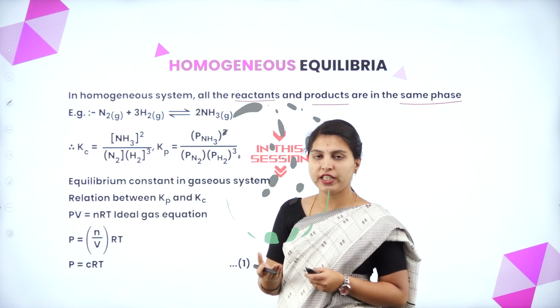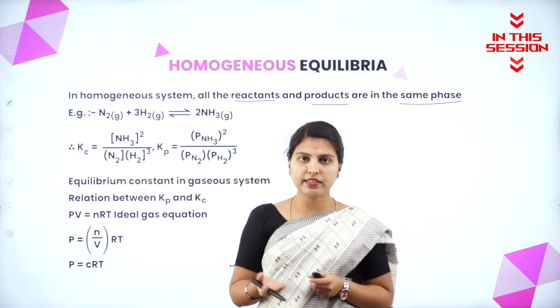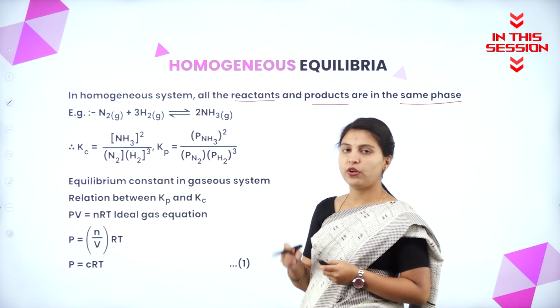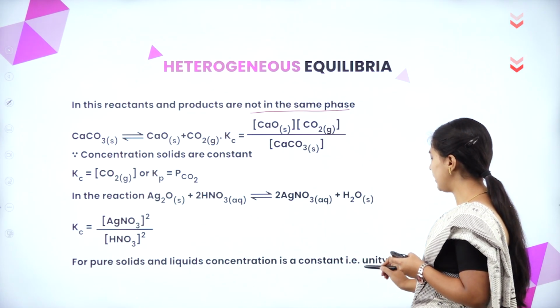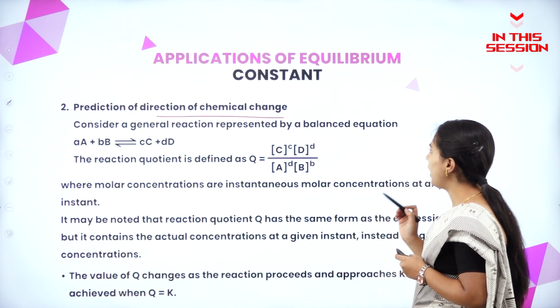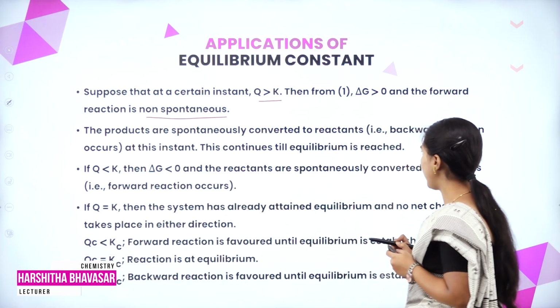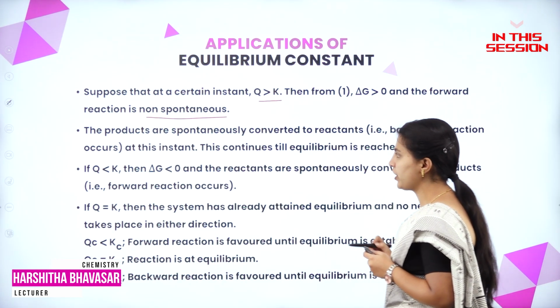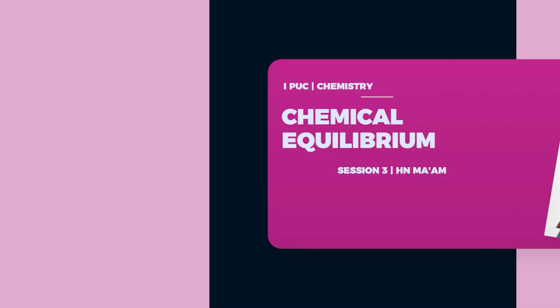Reactant is in gaseous phase, product also is in gaseous phase. If the reactant is solid phase, the product will also be in solid phase. For pure solids and liquids, concentration is constant, that is unity. Consider a general reaction represented by a balanced equation. The products are spontaneously converted to reactants, that is, the backward reaction, at this instant. This continues till equilibrium is reached.